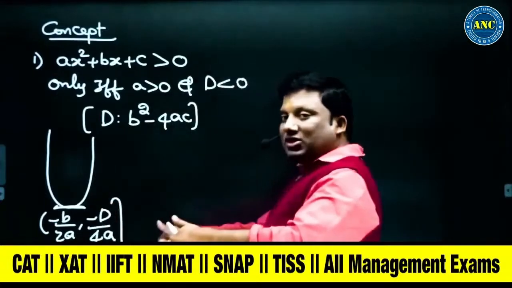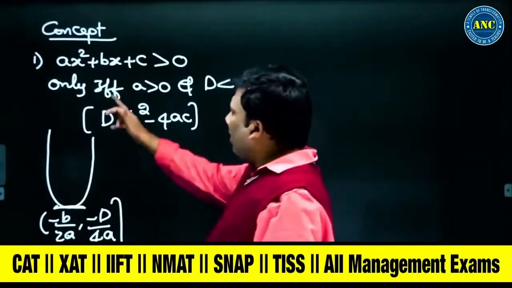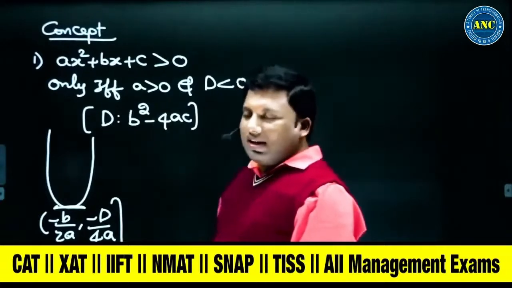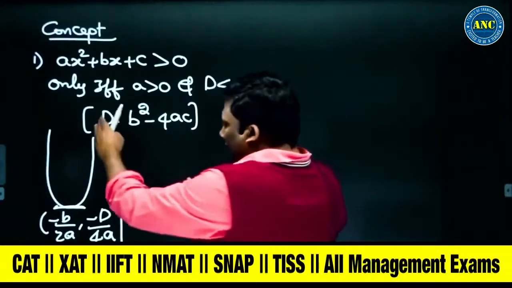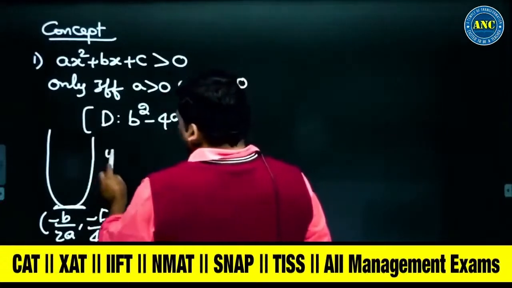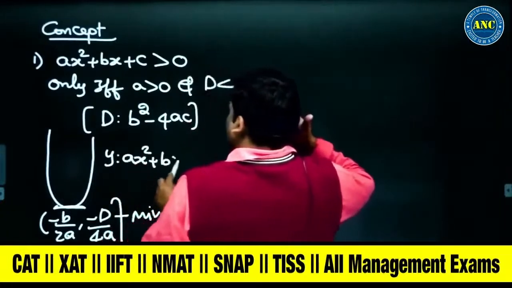When an expression is greater than 0, it is only if a is greater than 0 and d is less than 0. Right? If the graph is like this, this is the maximum value. If the graph is like this, ax square plus bx plus c.